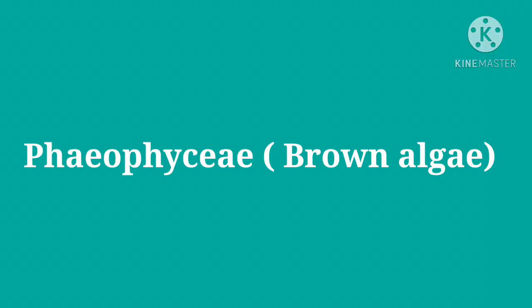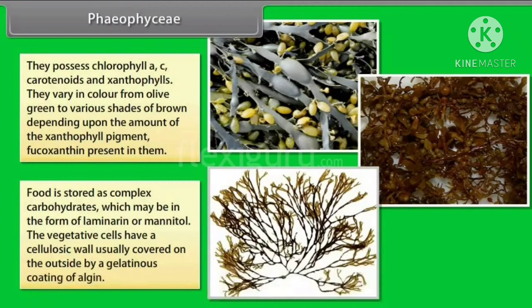Based on the pigment present inside, the further classification of algae is Phaeophyceae, called brown algae because the pigment content inside is brown in color. The Phaeophyceae possess chlorophyll A, C, carotenoids and xanthophylls. They vary in color from olive green to various shades of brown depending upon the amount of xanthophyll pigment or fucoxanthin present in them. Food is stored as complex carbohydrates, which may be in the form of laminarin or mannitol. You have to remember these names, laminarin and mannitol.